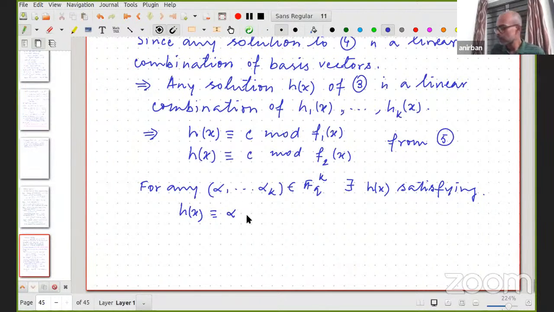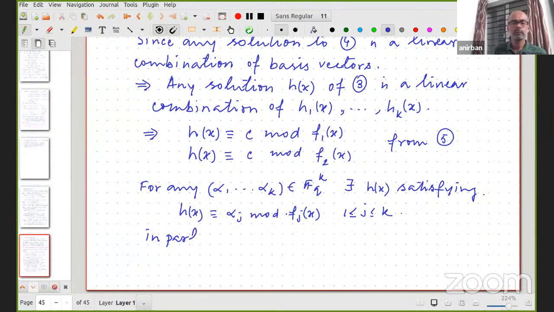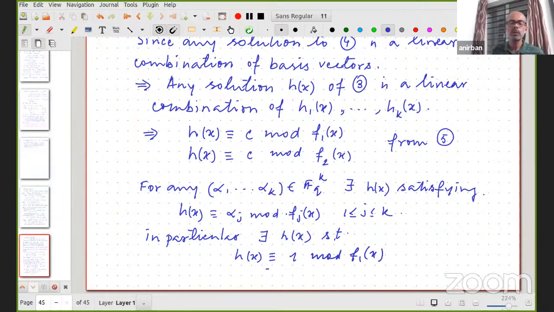satisfying h(x) congruent to alpha j mod f_j(x) for 1 less than or equal to j less than or equal to k. So in particular, there exists h(x) such that h(x) is say 1 mod f1(x). That should always be possible, and 0 mod f2(x). So therefore, this 5 cannot hold for every such solution. So that's a contradiction.